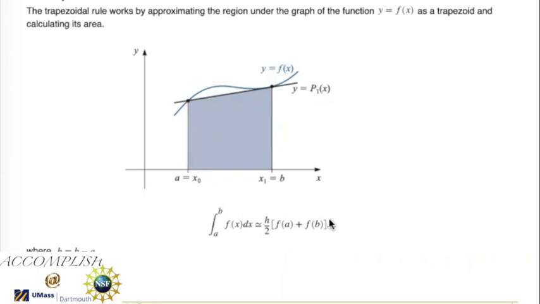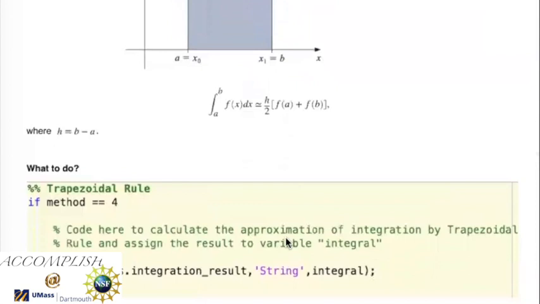And the formula for that is just the area of a trapezoid, right? So the width, which h here is b minus a, the width times fa, the length here, plus fb, the length here, and then divided by 2. So that's the formula for the approximation by trapezoidal rule. And in the GUI, the students need to code up how to assign this value to integral here. We need to fill in that blank by assigning integral with this approximation.